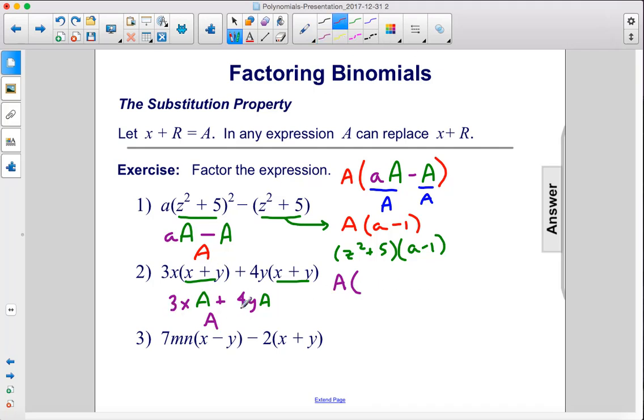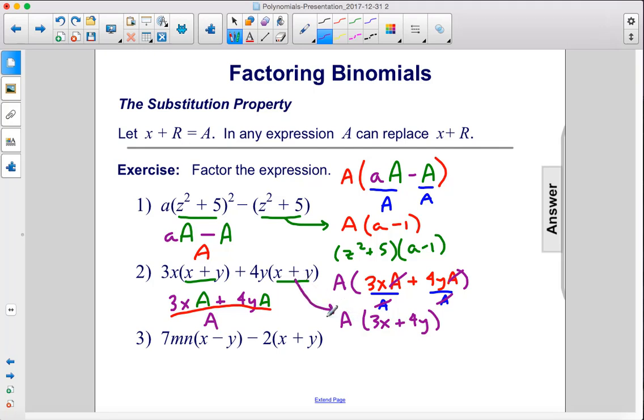So we put in our original, 3x capital A plus 4y capital A. Divide each term by our greatest common factor, A, and we are left with A times, so 3x is left because these A's cancel, and these A's also cancel, leaving us with 4y. And our final step is just to replace A with x plus y. So we have (x plus y) times (3x plus 4y). And that is our factored form of this equation.